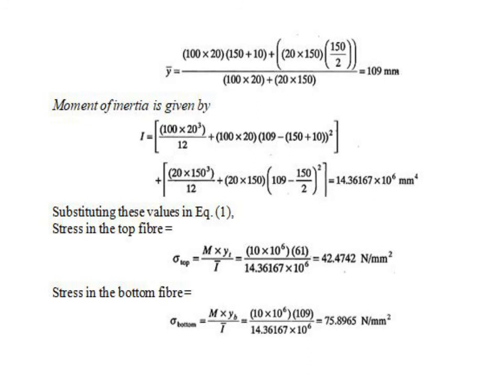And the stress in the bottom fiber is equal to M y b divided by I. So M value 10 into 10 power 6, y b value from the bottom 109, I value 14.3616 into 10 power 6. Simplifying this, we get the stress in the bottom fiber as 75.8965 Newton per mm square. Here we can get the y value at the top, so we deduct the y bar value from the total depth. We get 60.